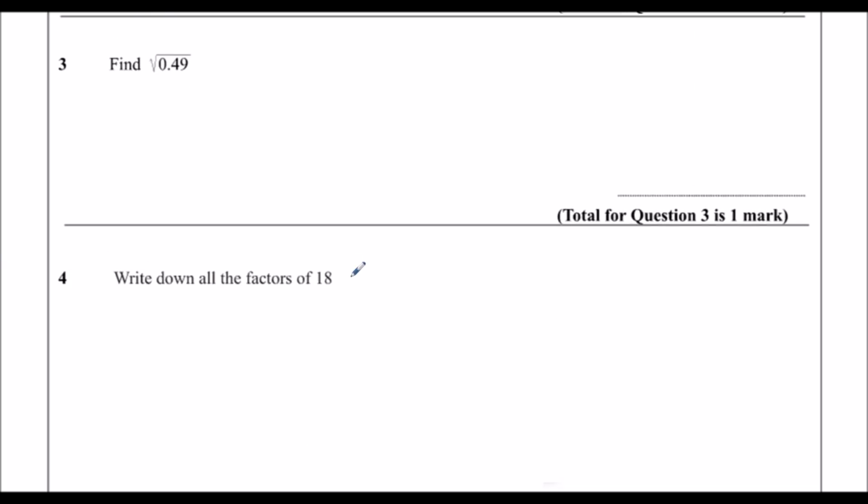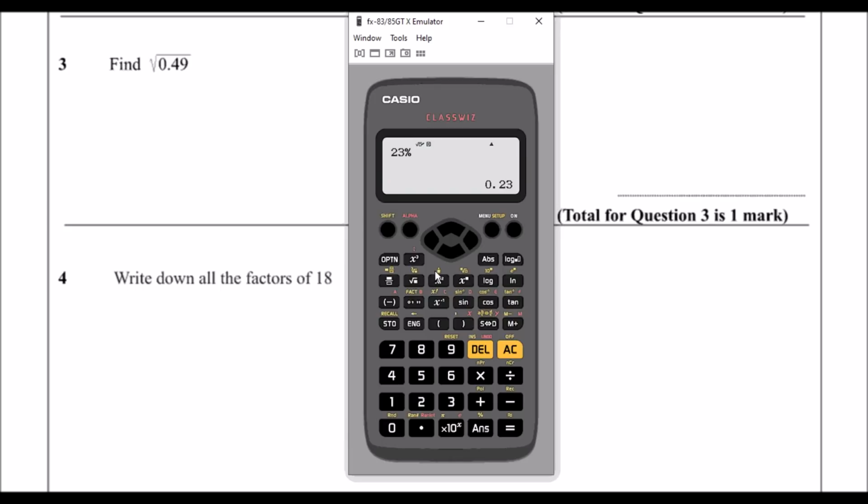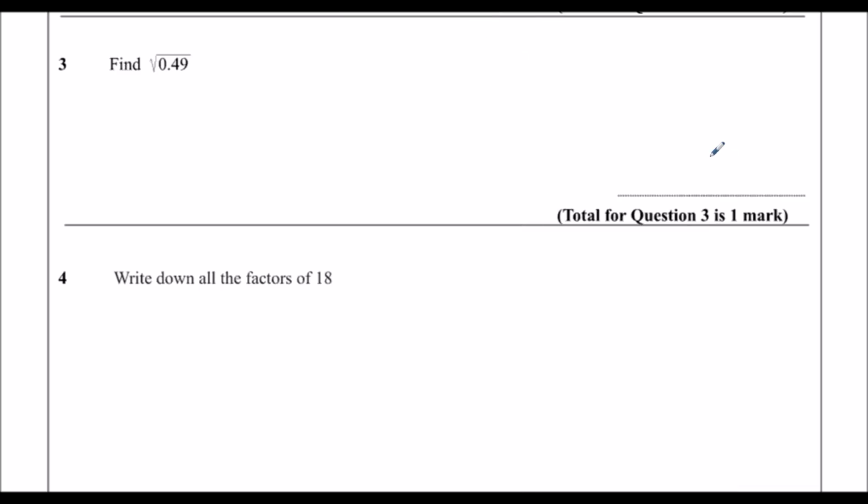Question 3. Find the square root of 0.49. So in the calculator, the square root button, and then inside the square root, 0.49. Press equals, and we get 7 tenths. So we can write either 7 tenths or 0.7. Either one would be okay.